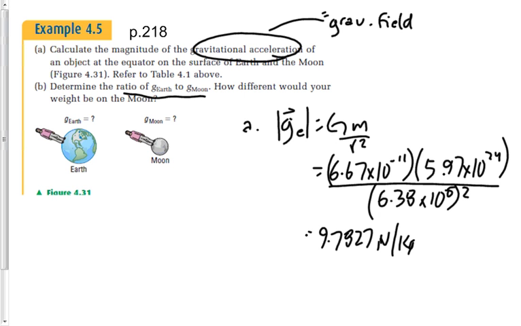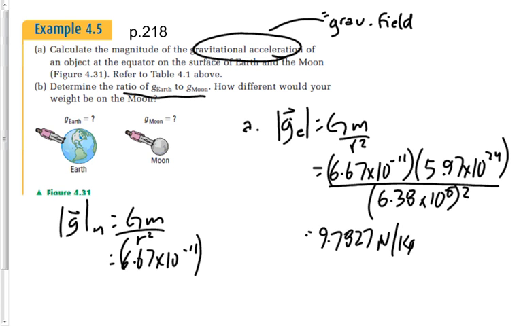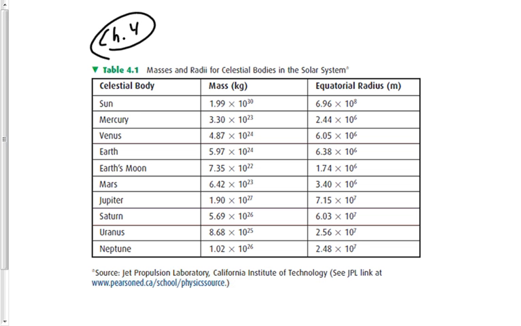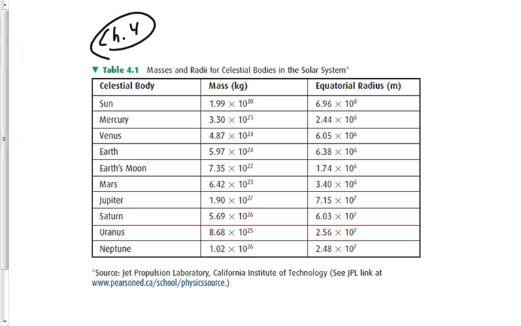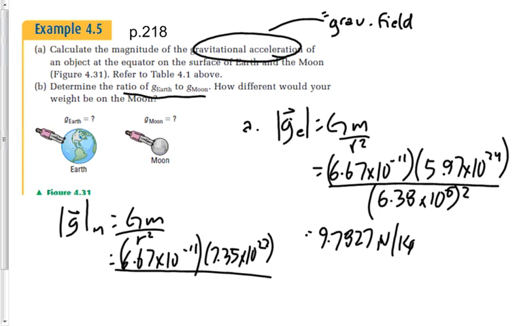Okay, let's find the field strength caused by the Moon now. GM over r squared. Same equation. Let's use the mass of the Moon, 7.35 times 10 to the 22. And the equatorial radius of the Moon is 1.74 times 10 to the 6. Let's get that number now. We get 1.6193 newtons per kilogram.